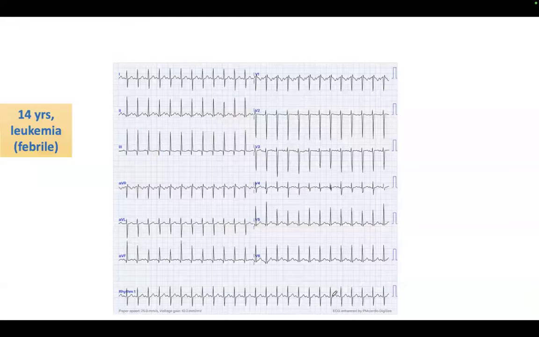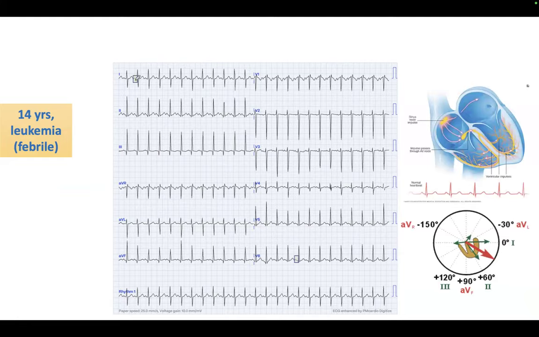Furthermore, this is an example of sinus tachycardia. This is a 14-year-old who is leukemic and febrile, with a heart rate of roughly 150 to 160 beats per minute. As you can see, there is a P wave that is positive in lead 1 and lead V6. Remember, the sinus node originates here, and the axis of the P wave should be towards the left and inferior. Left meaning leads 1 and V6, so the P wave should be positive there, and positive in the inferior leads, such as 2, 3, and aVF.